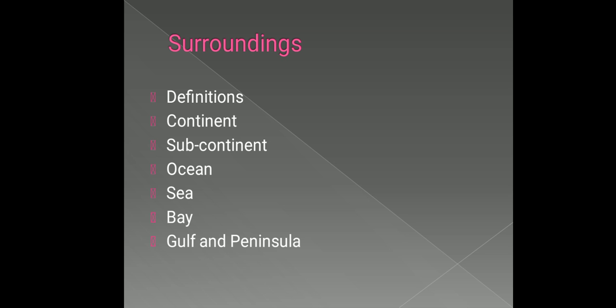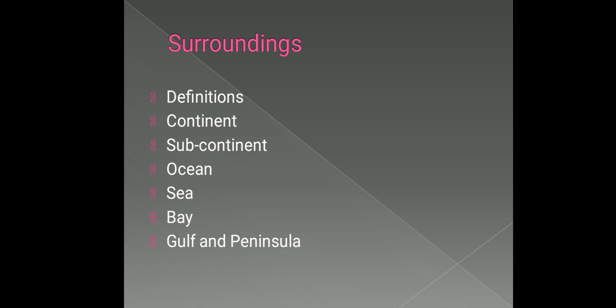Ocean. An ocean is a large water body which has a vast area. While a sea is also a water body, it is smaller than an ocean.